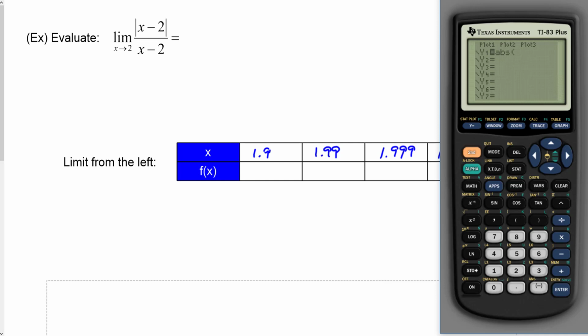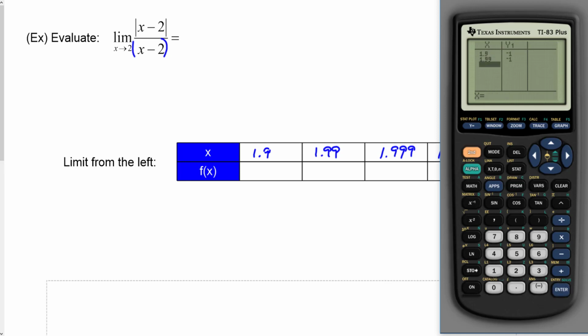So the absolute value of x minus 2 divided by, now in the denominator, I put parentheses in. Since there are two terms here, I definitely need to make sure the denominator gets wrapped in parentheses so that the order of operations is handled. Now, if I go over here to table, and I'm just going to delete what I have so far, I will put in my limit values that I'm interested in.